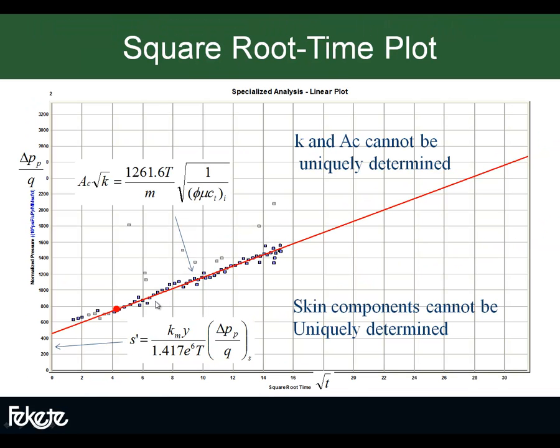Here's an example of some real production data plotted on a square root of time plot. As we can see in this case, the intercept is positive, which would indicate that we have some damaged skin in place for this well.